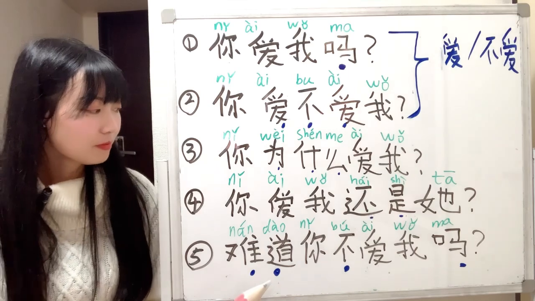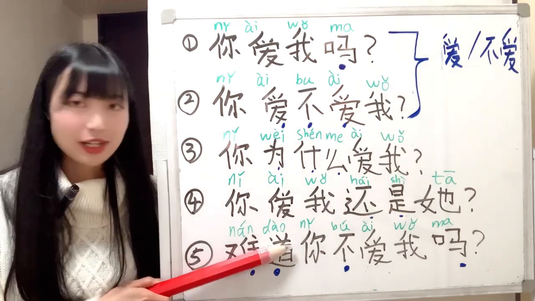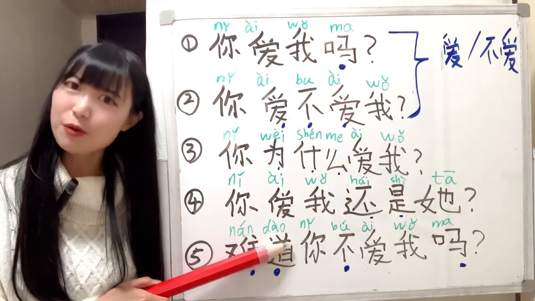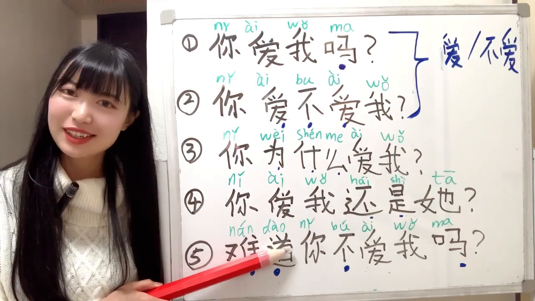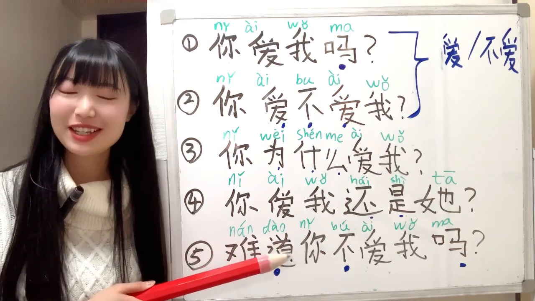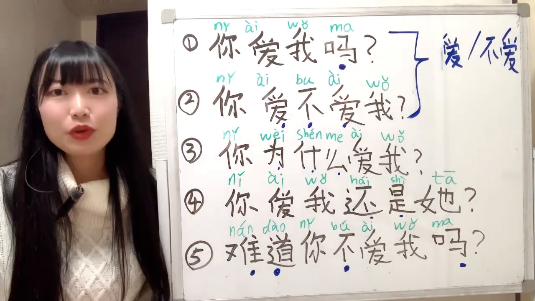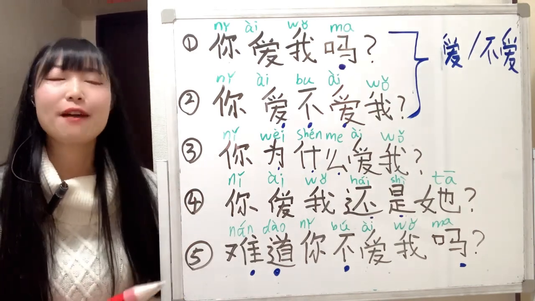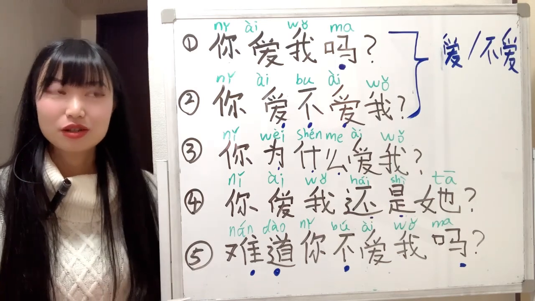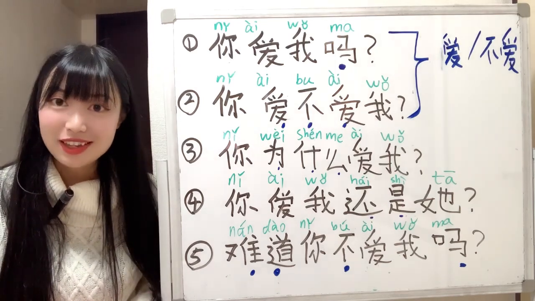So sometimes you don't need to say 难道, you just say 你不爱我吗? Don't you love me? You can say 你不爱我吗? If you put 难道你不爱我吗? it's kind of more emphasis on this sentence. Really, don't you love me?